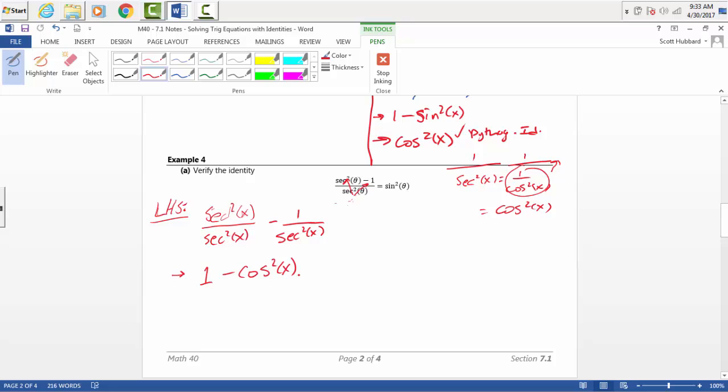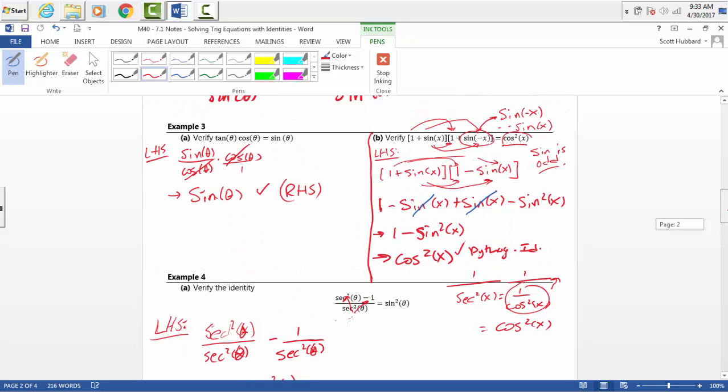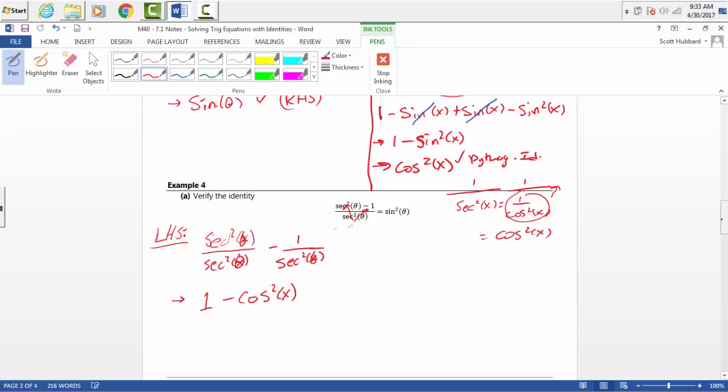Okay, so I have 1 minus cosine squared x on the left side. And what do I want to get? Oh, sorry, I should have been calling them thetas. That's my fault. Probably did that up here too. Okay, good, I apologize. So these are all thetas. So 1 minus cosine squared.